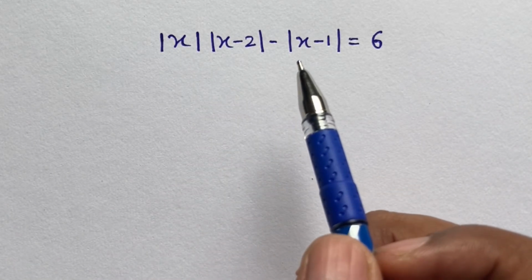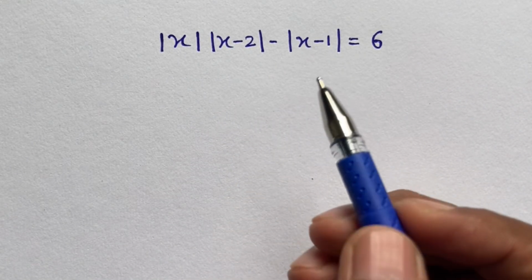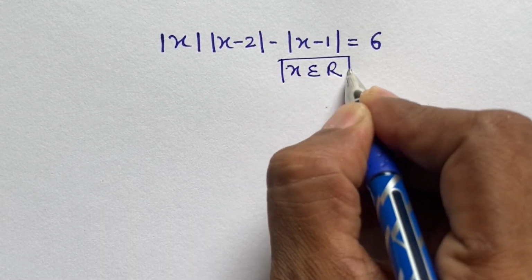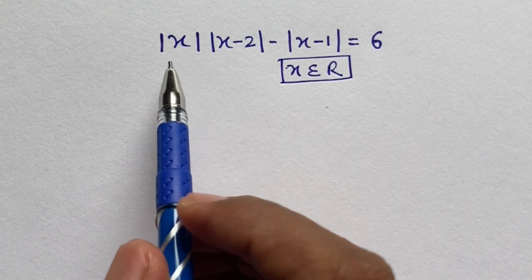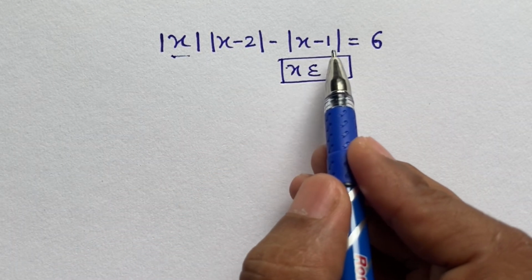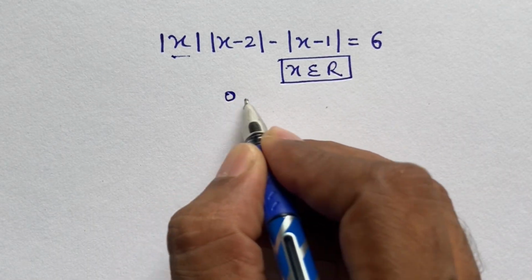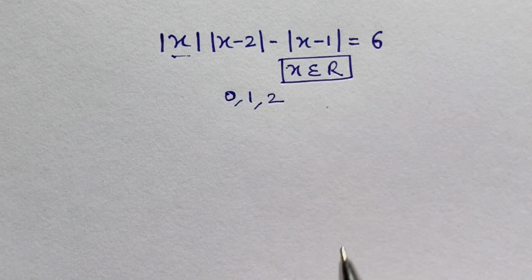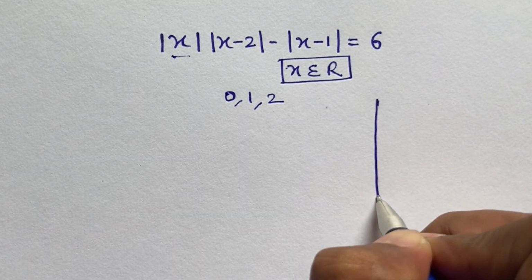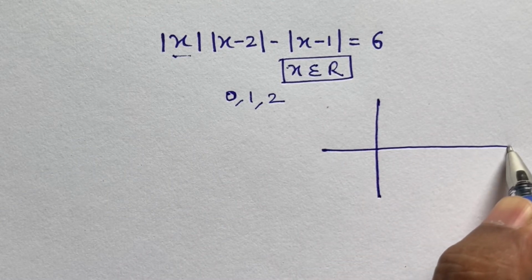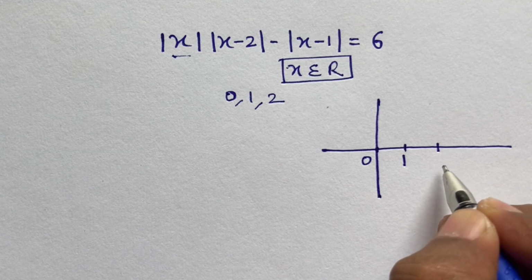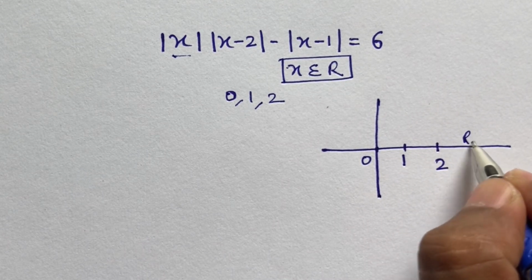In this problem, we have to find the solution for x, where x is a real number. Since the absolute value of the terms |x|, |x − 2| and |x − 1| changes at 0, 1 and 2, I'm going to make a real line with sections at 0, 1 and 2. This is a real number line.